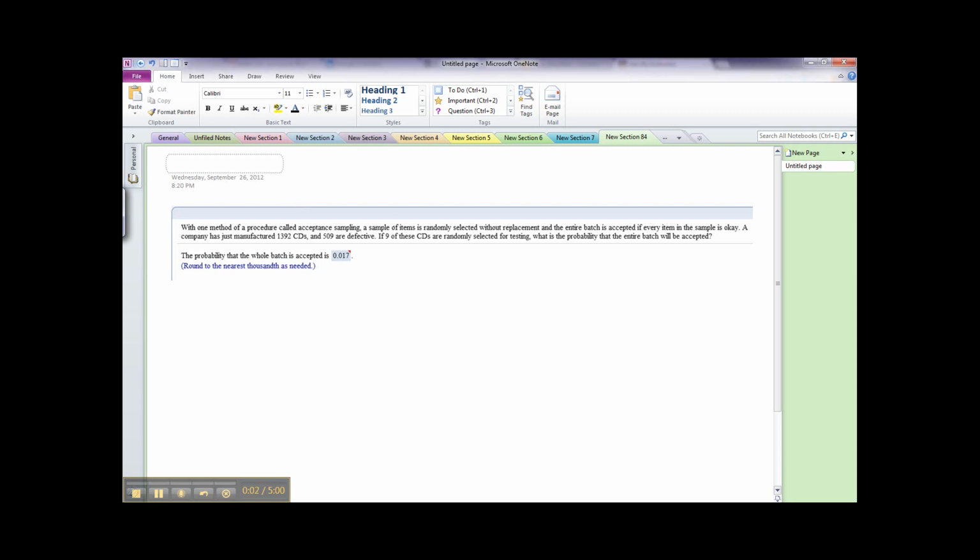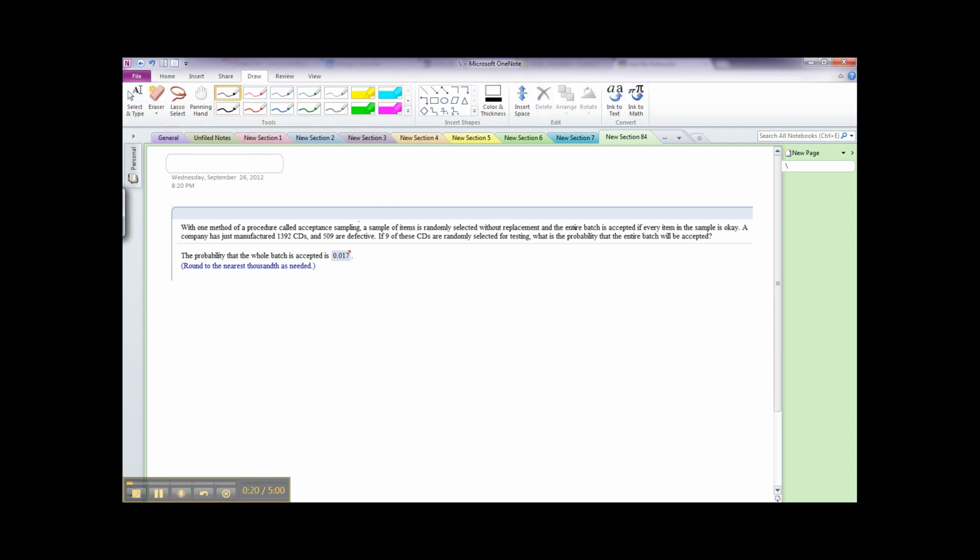If I'm going to do this problem here that says with one method of a procedure called acceptance sampling, a sampling of items is randomly selected without replacement and the entire batch is accepted if every item in the sample is okay, what I need to do is figure out a company has just manufactured 1,392 CDs and 509 of these are defective. If 9 of these CDs are randomly selected for testing, what is the probability that the entire batch will be accepted?